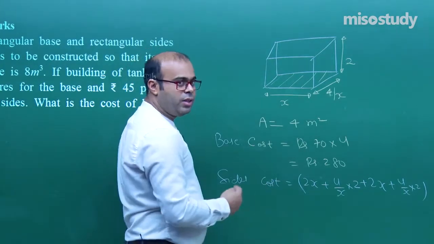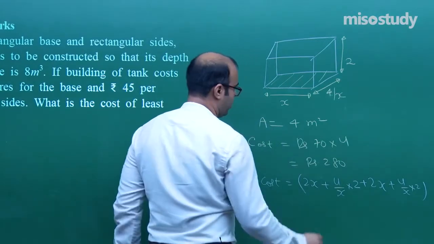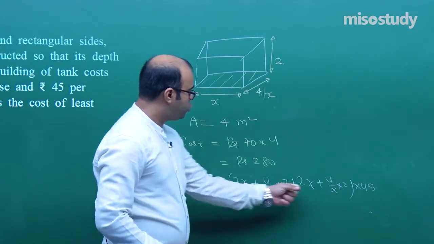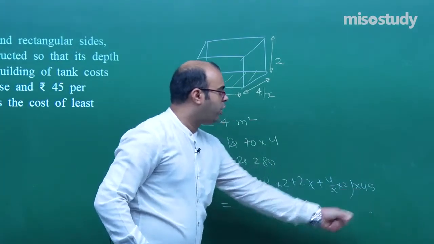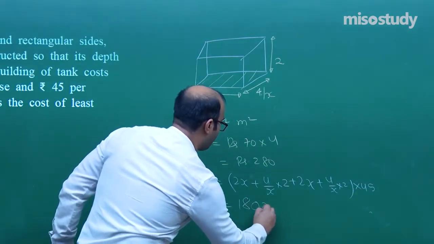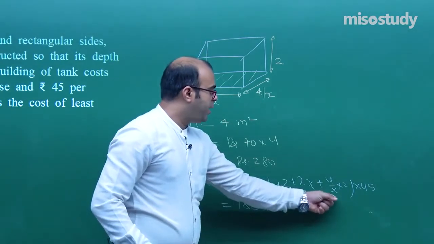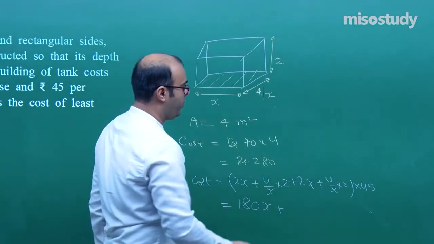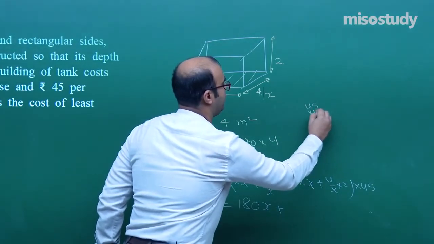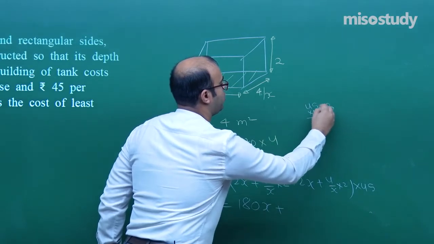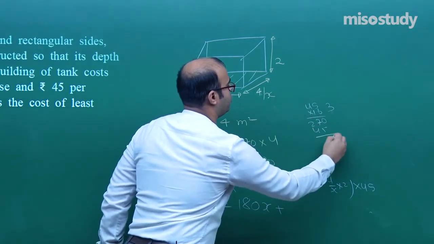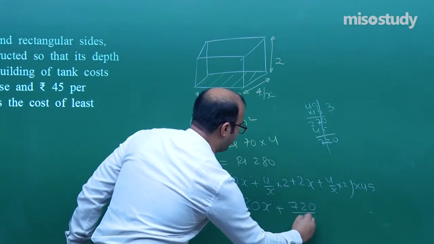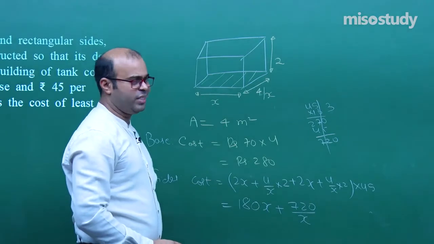We will multiply it with the cost, that is 45 rupees per square meter. So when you calculate it, 2x plus 2x is 4x, 4x into 45 is 180x. This is 8 by x plus 8 by x, that is 16 by x, that is 16 into 45. What will you get? 45 into 16 is 720. So 720 upon x. This is the cost of the side.